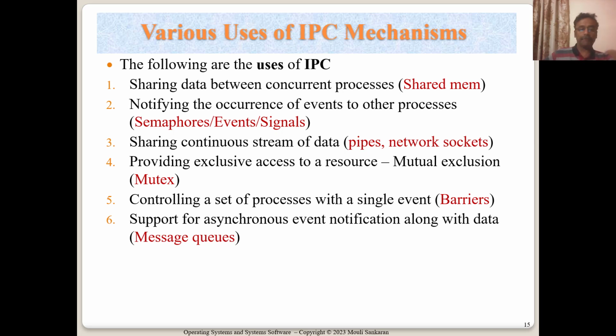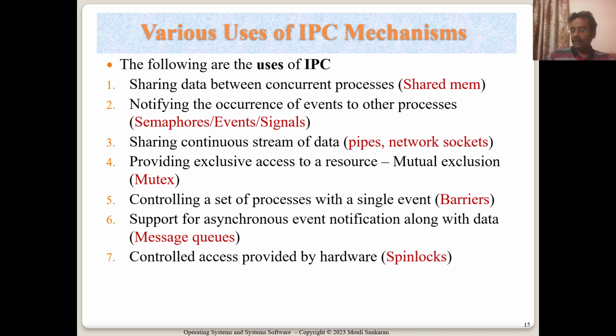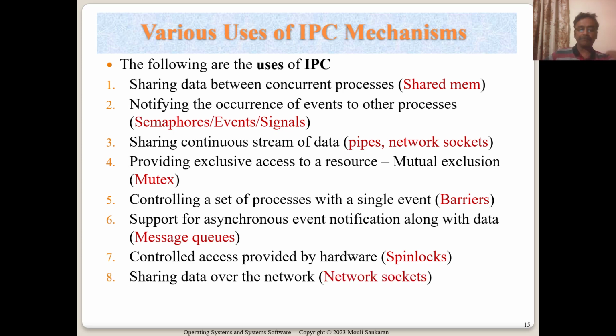Message queue: we want not only to communicate that some event has happened, we also have associated data to be shared between two processes. We use message queues. Controlled access is provided by spin lock, another mechanism, where hardware support is there, whereas a semaphore is implemented in software. So semaphore and spin locks are synonymous, but implemented in different ways, and their behavior is different. We'll come to that. Network socket, I already told you.